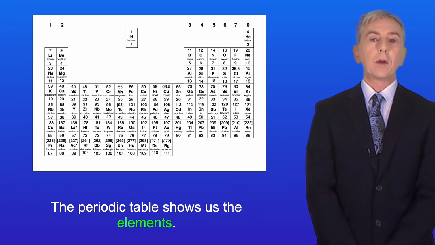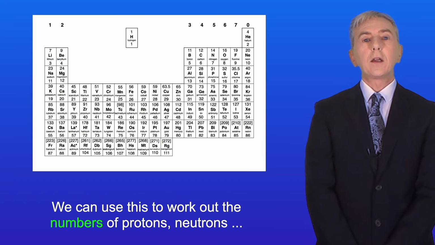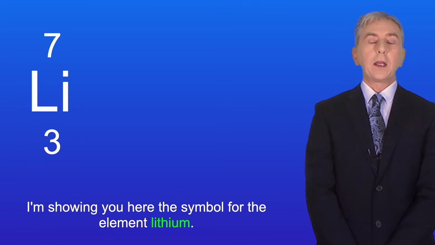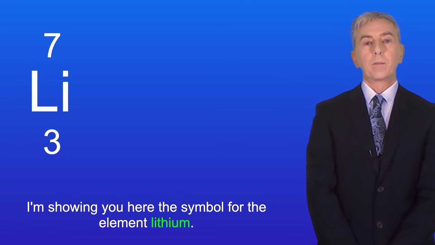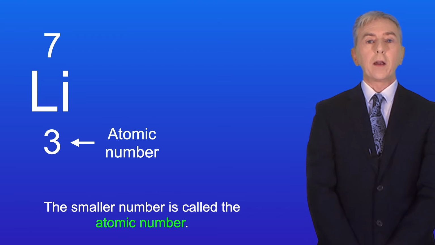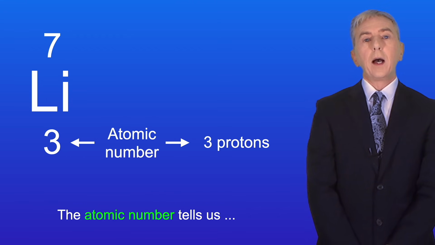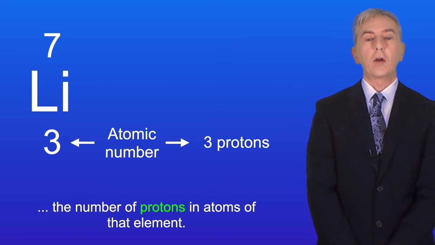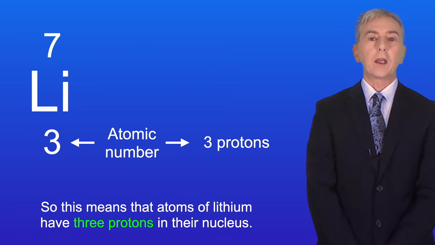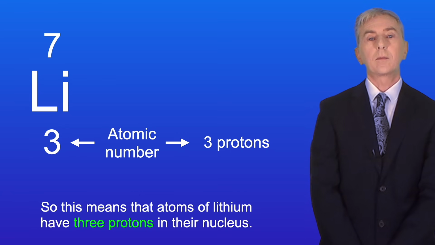Now, the periodic table shows us the elements, and we can use this to work out the numbers of protons, neutrons and electrons for a given element. I'm showing you here the symbol for the element lithium. Now, the symbol for each element has two numbers. The smaller number is called the atomic number, and the atomic number tells us the number of protons in atoms of that element. So this means that atoms of lithium have 3 protons in their nucleus.